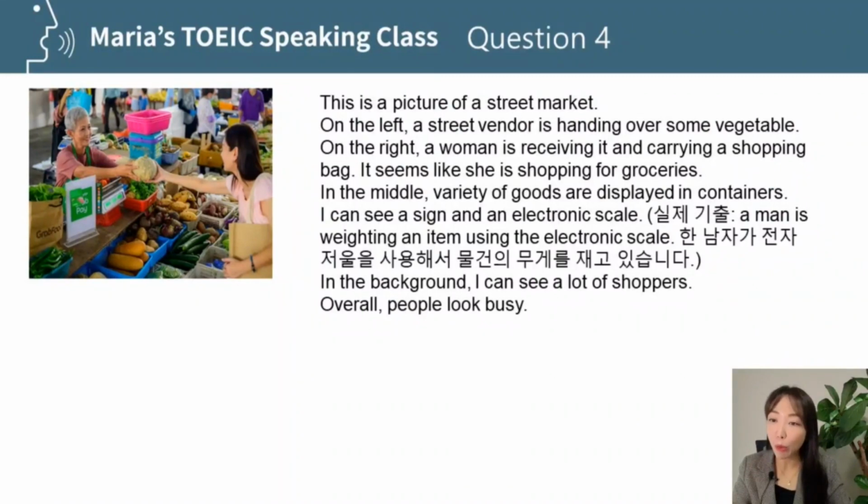연습해 주세요. In the background, I can see a lot of shoppers. 배경에는 많은 쇼핑객들. Overall, people look busy. 전반적으로 사람들은 좀 분주해 보여. 바쁜 것 같아요. 이렇게 연습해 주세요.